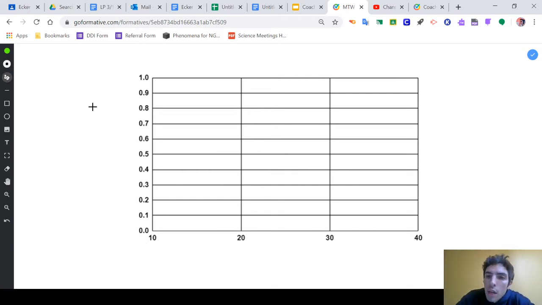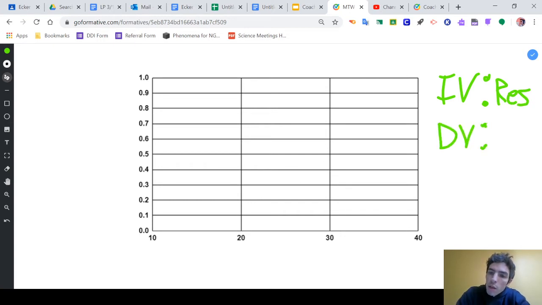And so the independent variable in our experiment was the resistance, and the dependent variable, what you were seeing was affected by that resistance, was our current. And I'm only shorthanding those to RES and CUR here because I'm running out of room over there.